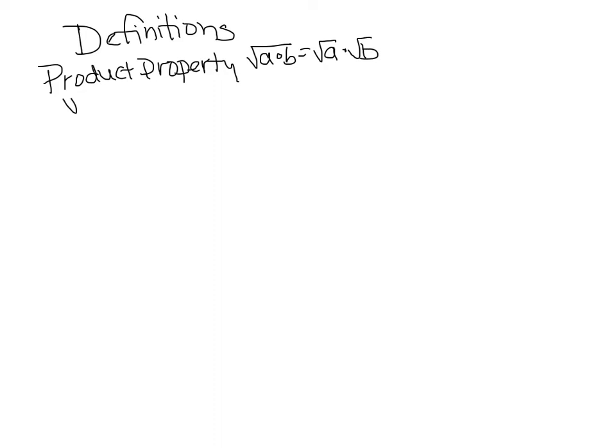So an example would be the square root of 36 is equal to the square root of 6 times the square root of 6. Whenever you take the square root of a number times the square root of the exact same number, you just get that number.